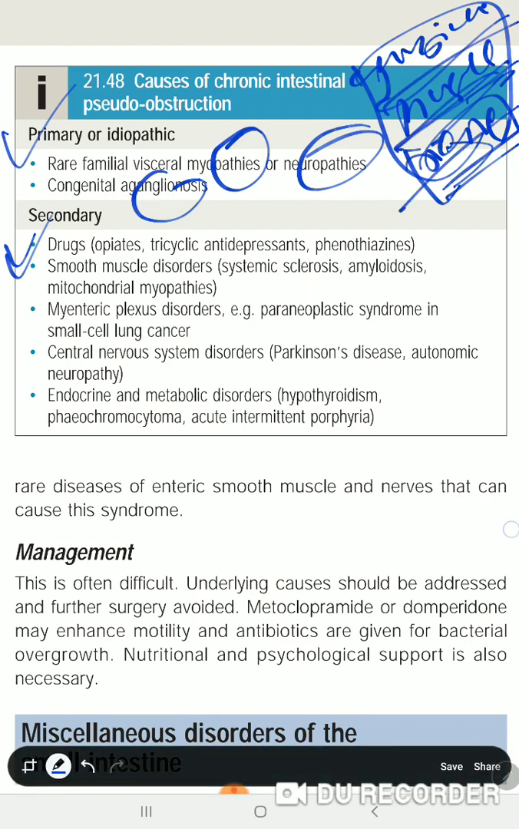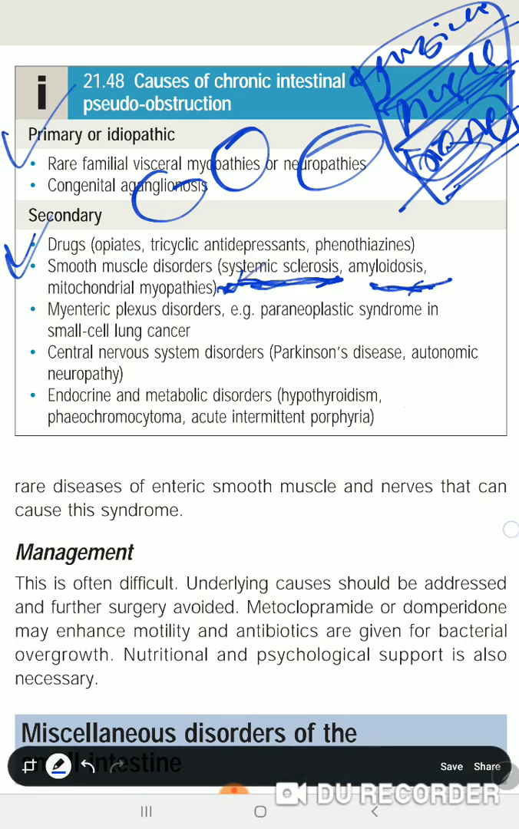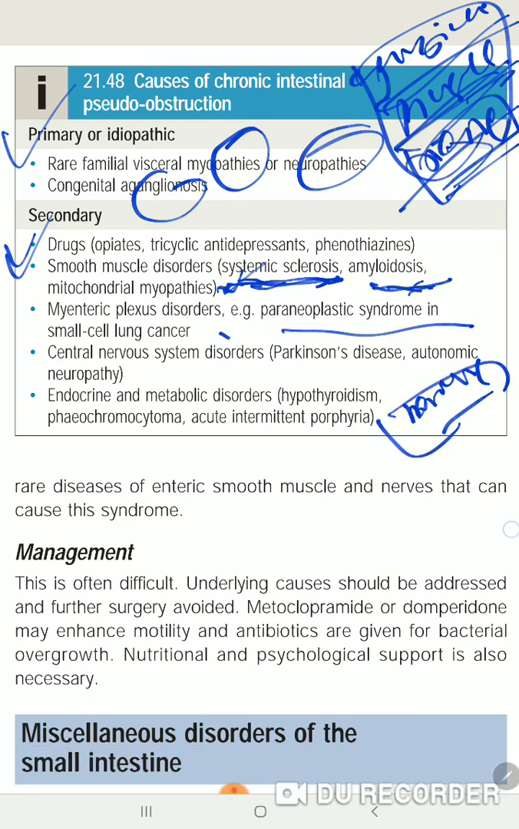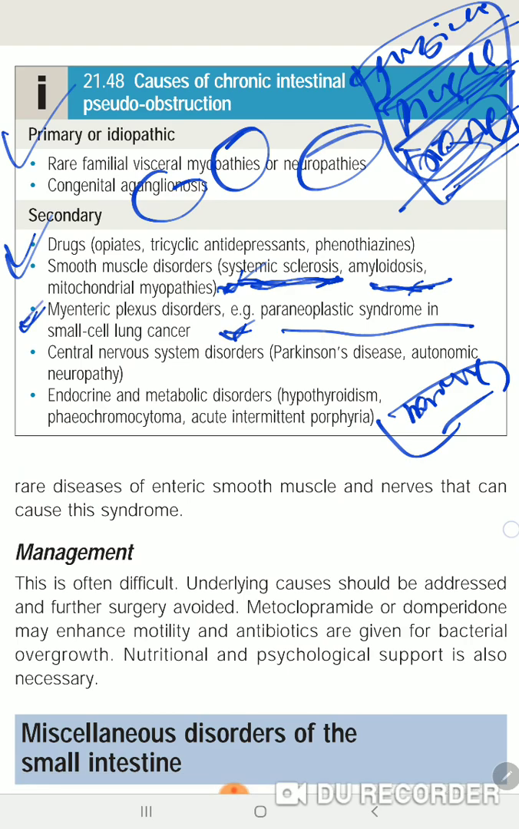And there are some secondary causes, and secondary causes include also the muscle problem due to some secondary disease such as systemic sclerosis, amyloidosis and mitochondrial myopathy, and also nervous system problems, that is paraneoplastic syndrome in small cell lung cancer. It hampers the action of the mesenteric plexus. This is small cell carcinoma of lung.